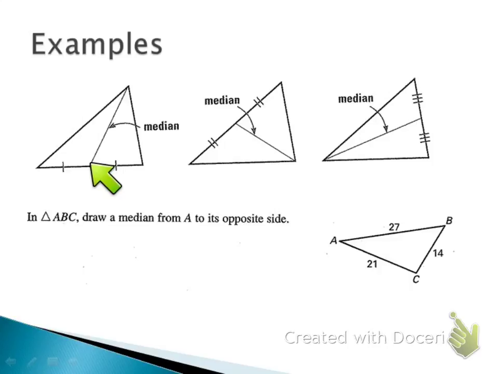Any vertex can have a median. So if you start at the top, go down here, or if you want to start down in the bottom left vertex, you would go over here. Or sorry, that's bottom right. This is bottom left. And then over there. And then these two are congruent, these two are congruent, and these two are congruent because it always goes to the midpoint. Any questions?